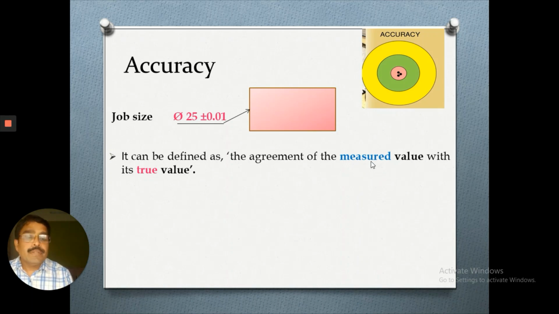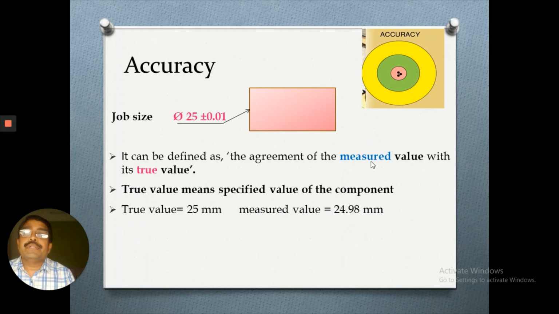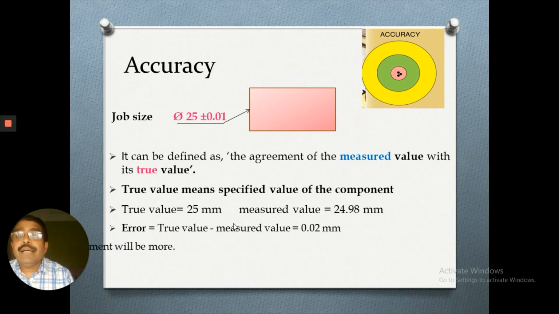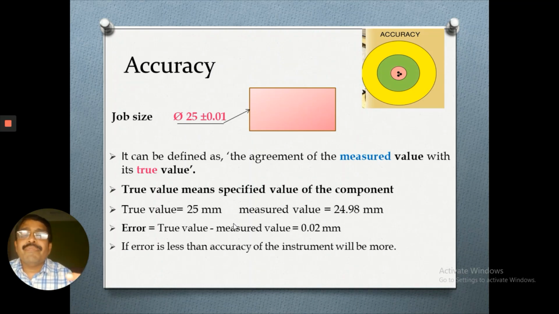Now, the true value is 25 and the measured value is, suppose, 24.98. If I take the difference of these two, we get 0.02. This error is very small, and as the error goes on decreasing, we can say that the accuracy of that instrument will be more.